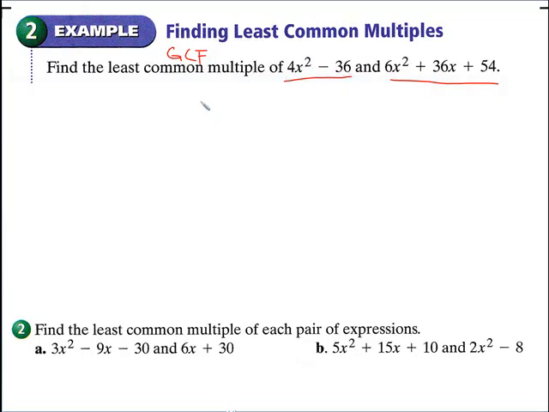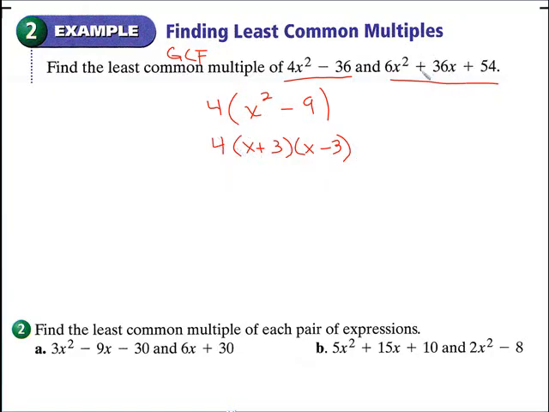So this looks like it has 4 as a GCF. Then that'll give you x squared minus 9. And then this is the difference of squares. X plus 3, x minus 3. And bring down the 4. Alright, so this is fully factored.